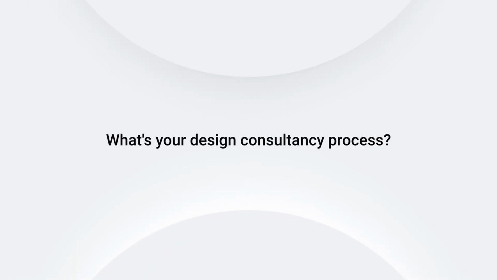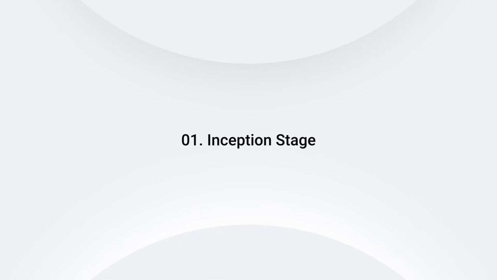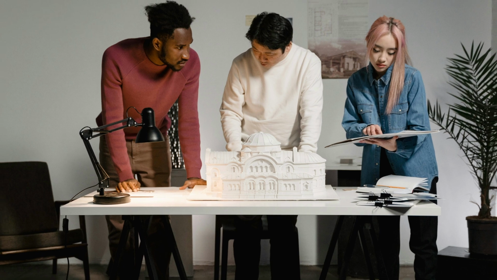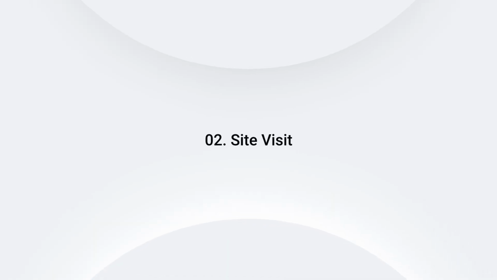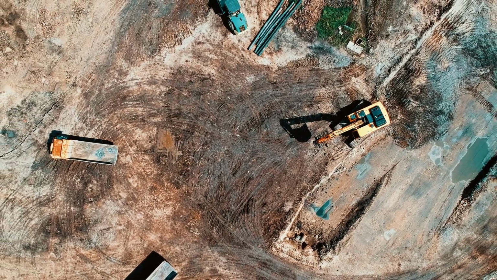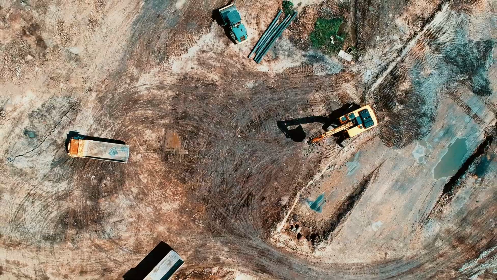Please share your design consultancy process. Our design consultancy process is very robust. So we have the first stage, which is the inception stage. During this inception stage, the client comes to us, shares with us their ideas. We brainstorm with them, see how viable it is. After hearing all this, the next stage is usually going to site, to visit the site to see if the ideas the client has actually fit within the site context. So we visit the site.